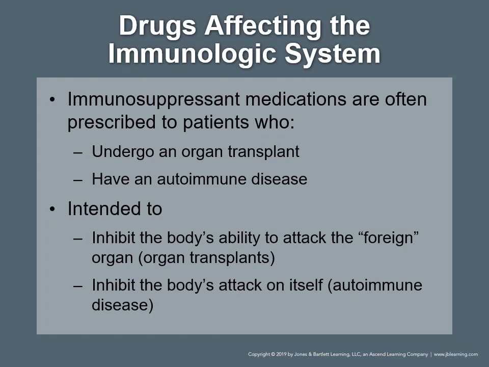Drugs affecting the immunologic system. Immunosuppressant medications are often prescribed to patients who undergo an organ transplant or have an autoimmune disease. Immunosuppressants are intended to inhibit the body's ability to attack the foreign organ in an organ transplant, or inhibit the body's attack on itself for autoimmune diseases. This is generally derived from fungus or bacteria. They tend to have a complicated mechanism of action, and essentially they inhibit lymphocytes and T cells from carrying out their immune functions.